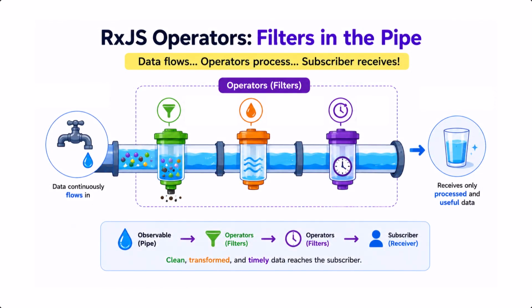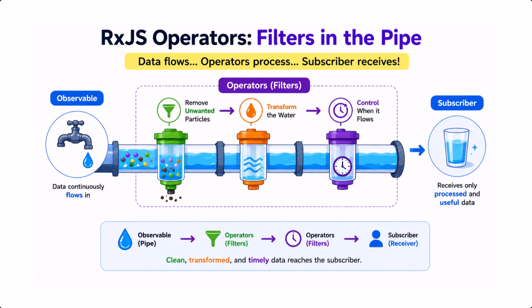Think of an observable as a water pipe. Data continuously flows through that pipe. Now imagine attaching different filters to the pipe. One filter removes unwanted particles. Another filter changes the water in some way. Another filter controls when the water flows. RxJS operators work in a very similar way. They sit between the observable and the subscriber and process the data before it reaches the subscriber.